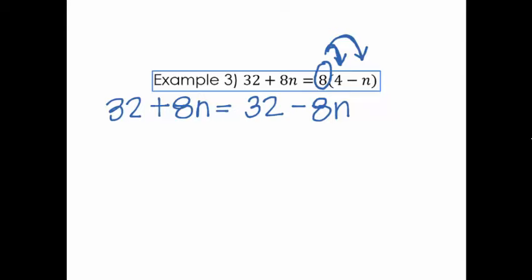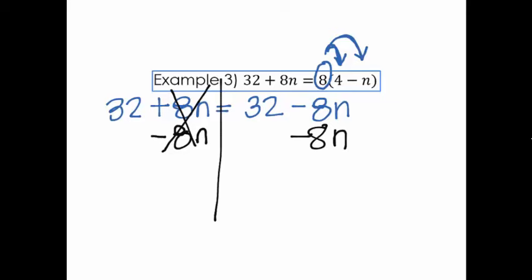Now, I'm sure some of you right now are thinking, oh, I think I know what this is, but let's check and make sure that our gut is telling us the right thing. So to start this, remember we're going to build that wall. I like to start with the variables first. So I'm going to go ahead and move over this 8n by subtracting. So my positive 8n and my negative 8n on this side are going to cancel.